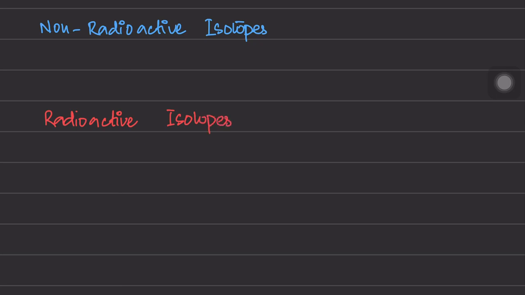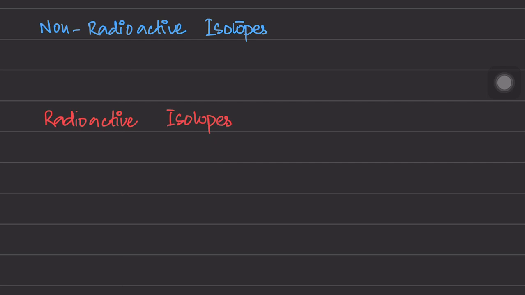Non-radioactive isotopes are stable atoms. They do not emit any type of radiation, and they're just good guys. They're not harmful, they're not going to break down. But radioactive isotopes are the ones which are unstable, and they do break down, giving off radiation.